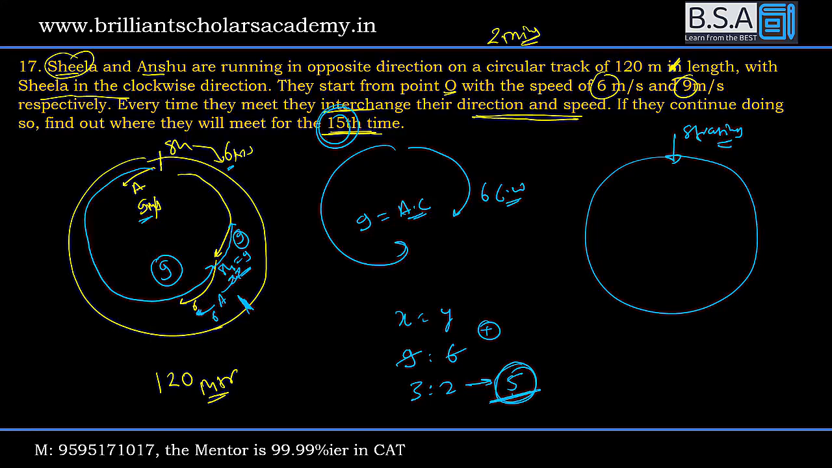The total addition of the ratios is 5. The 5th point is the last point. The 10th point will be the last point. The 15th will be the last point again.